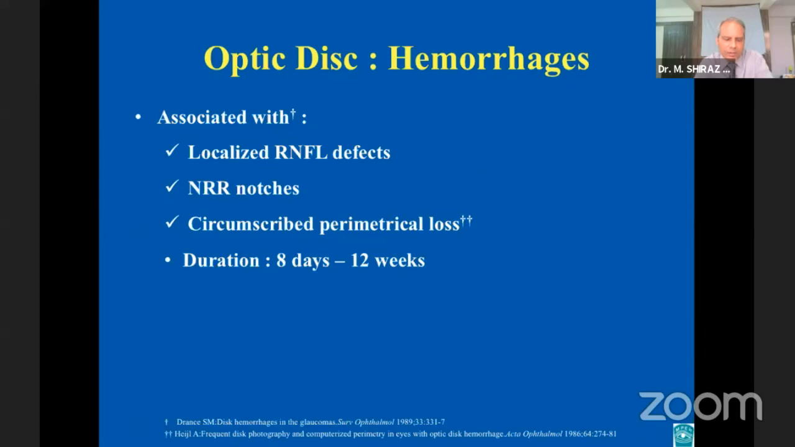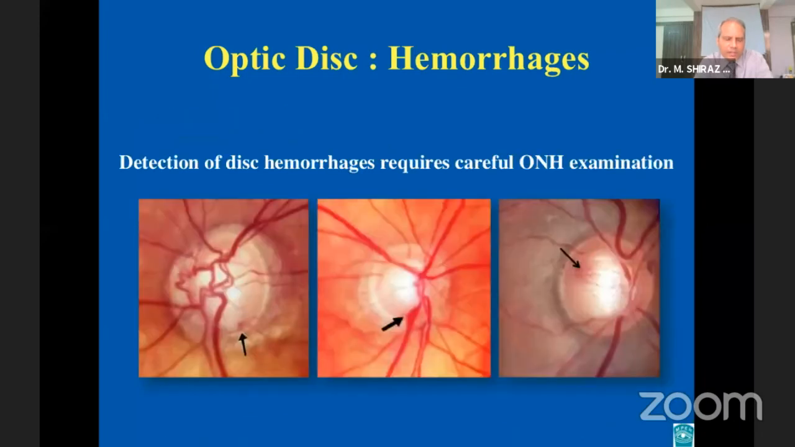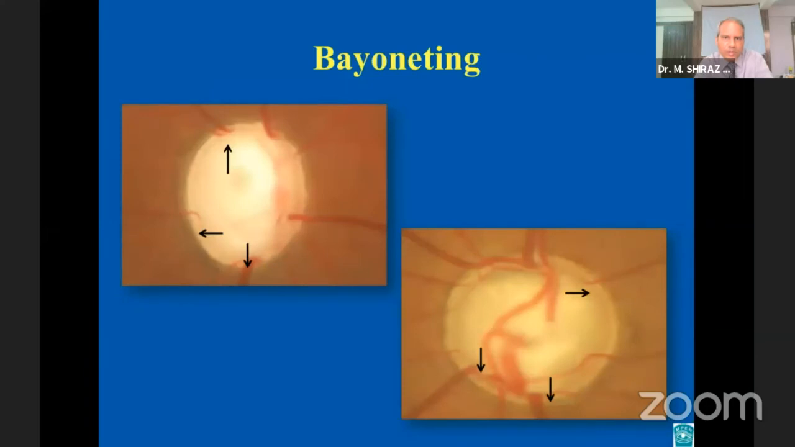They are associated with localized RNFL defects, neuroretinal rim notches, and circumscribed perimetric loss, and they indicate progression. These hemorrhages are visible for about 8 days to 12 weeks after the initial bleeding. Detection of these hemorrhages requires careful examination because they can occur anywhere on the disc and also vary in size. What is bayonetting of vessels?